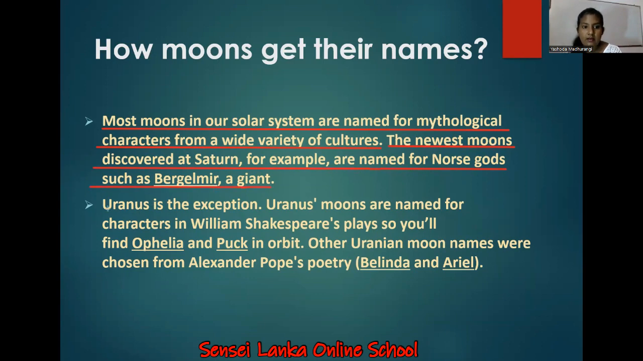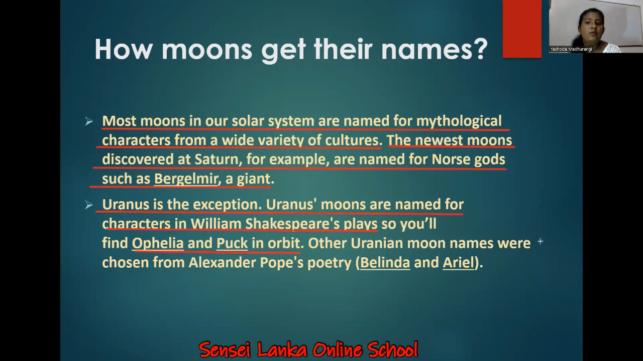Uranus is the exception. Uranus moons are named for characters in William Shakespeare's plays. Do you know William Shakespeare? A world famous poet, and a playwright. The characters in his plays, so you will find Ophelia and Puck in orbit.